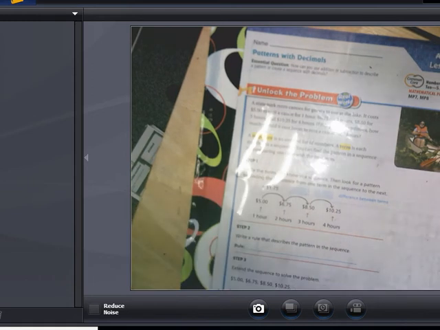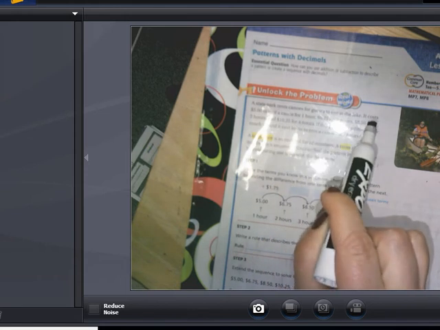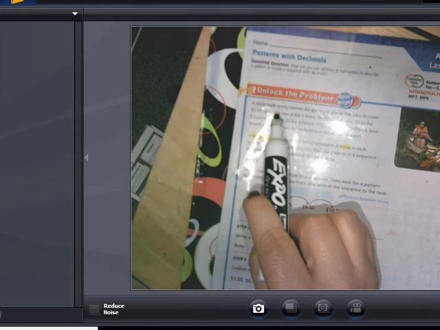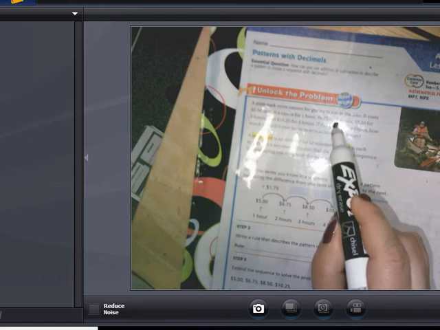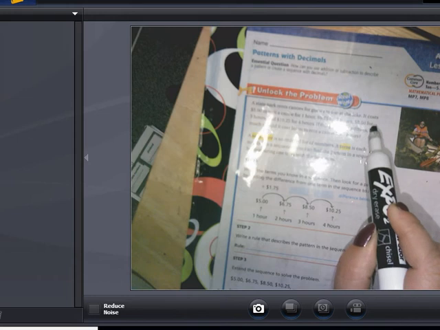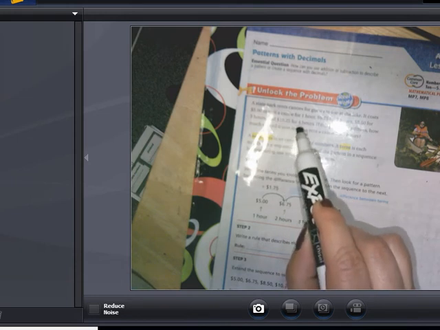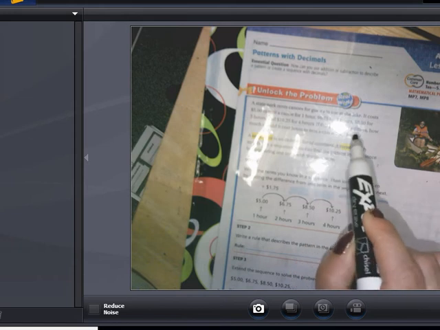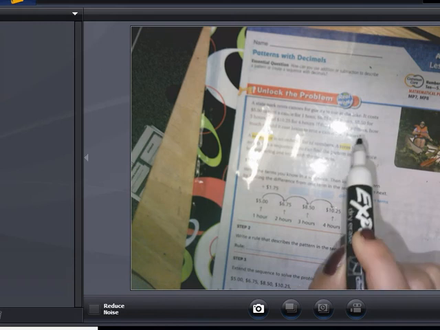Okay, read along with me. A state park rents canoes for guests to use at the lake. It costs $5 to rent a canoe for 1 hour, $6.75 for 2 hours, $8.50 for 3 hours, and $10.25 for 4 hours. If this pattern continues, how much will it cost Jason to rent the canoe for 7 hours?